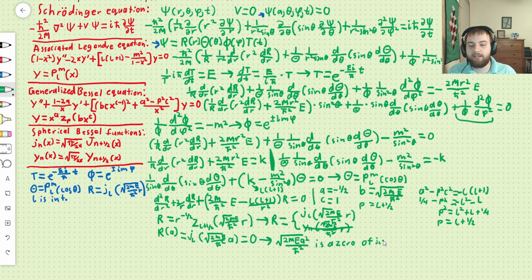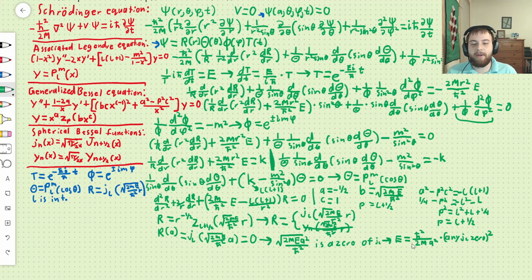So what that means is we can turn this on its head and say that E is equal to, well, it's an equal sign basically. We're going to square this side and then take out everything that isn't the E from this side and move it over to the other side. So E is equal to h bar squared over 2m a squared times any JL 0 squared.